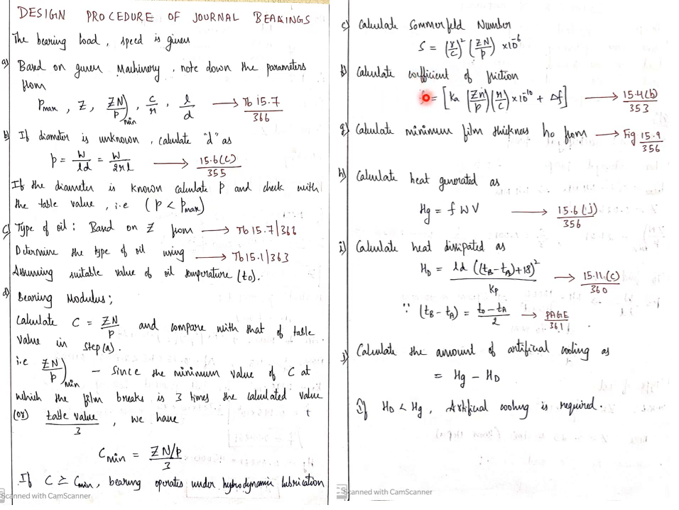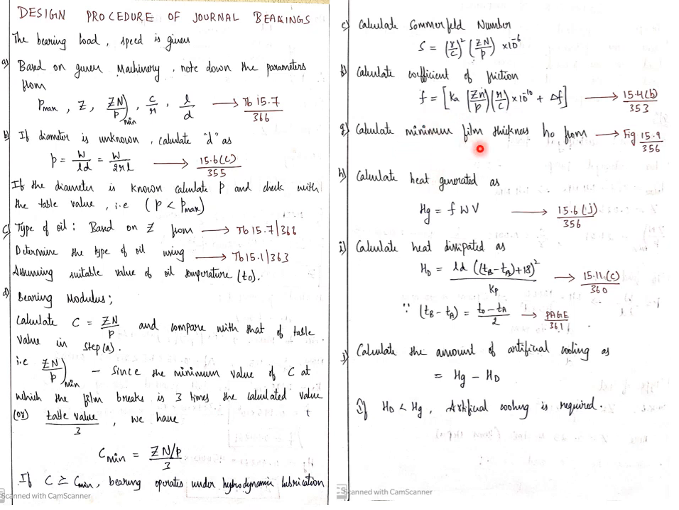Next is to calculate the coefficient of friction. The coefficient of friction can be calculated using different formulas. One of them is McKee's formula. Similarly, we can go with the Boyd and Diamond curves. Even that can be used, and there are different procedures. We can also find the coefficient of friction from the graphs, depending on the values given in the question.